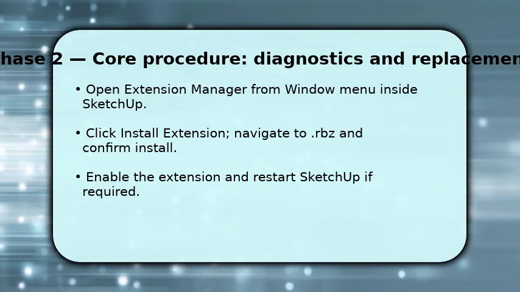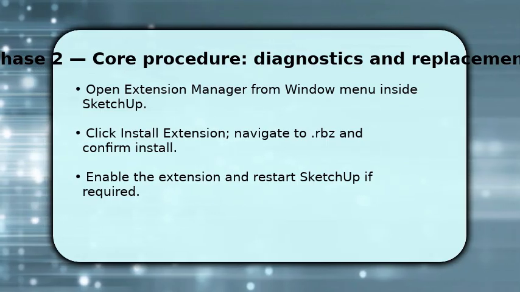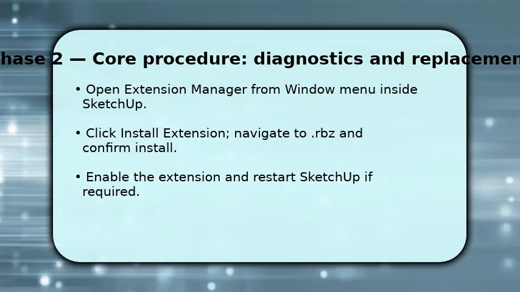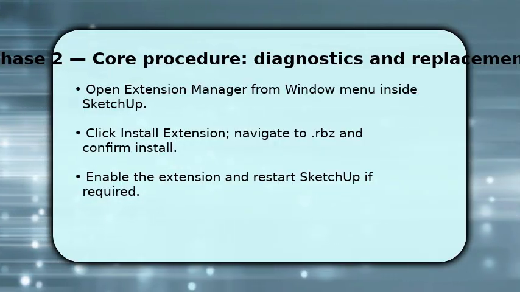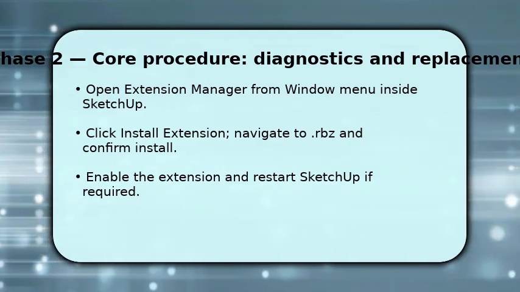When the file dialog appears, navigate to the downloaded RBZ and select it. SketchUp will unpack and register the scripts. Make sure to watch for permission prompts. Respond yes to install. Once installed, enable the extension in the list and read any post-install notes the author provides.